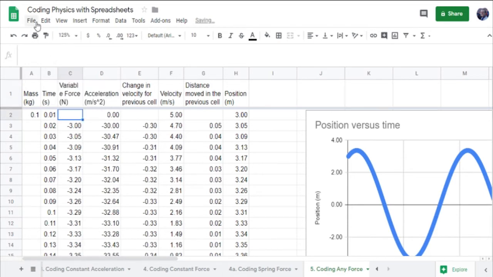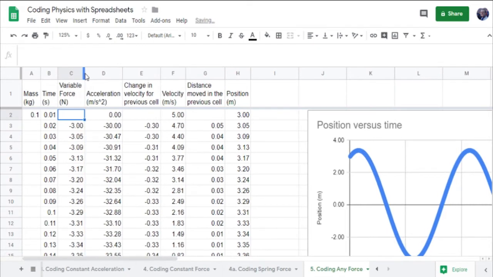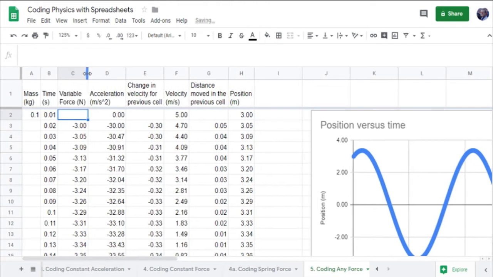So now that you have this spreadsheet set up where you can have a variable force, let's change this name to variable, you can really study anything in physics. And I'm not exaggerating there. As long as you know what the force is, you can study anything there is in physics. Let's suppose, for example, you take the spring, right? So you have this spring force here.